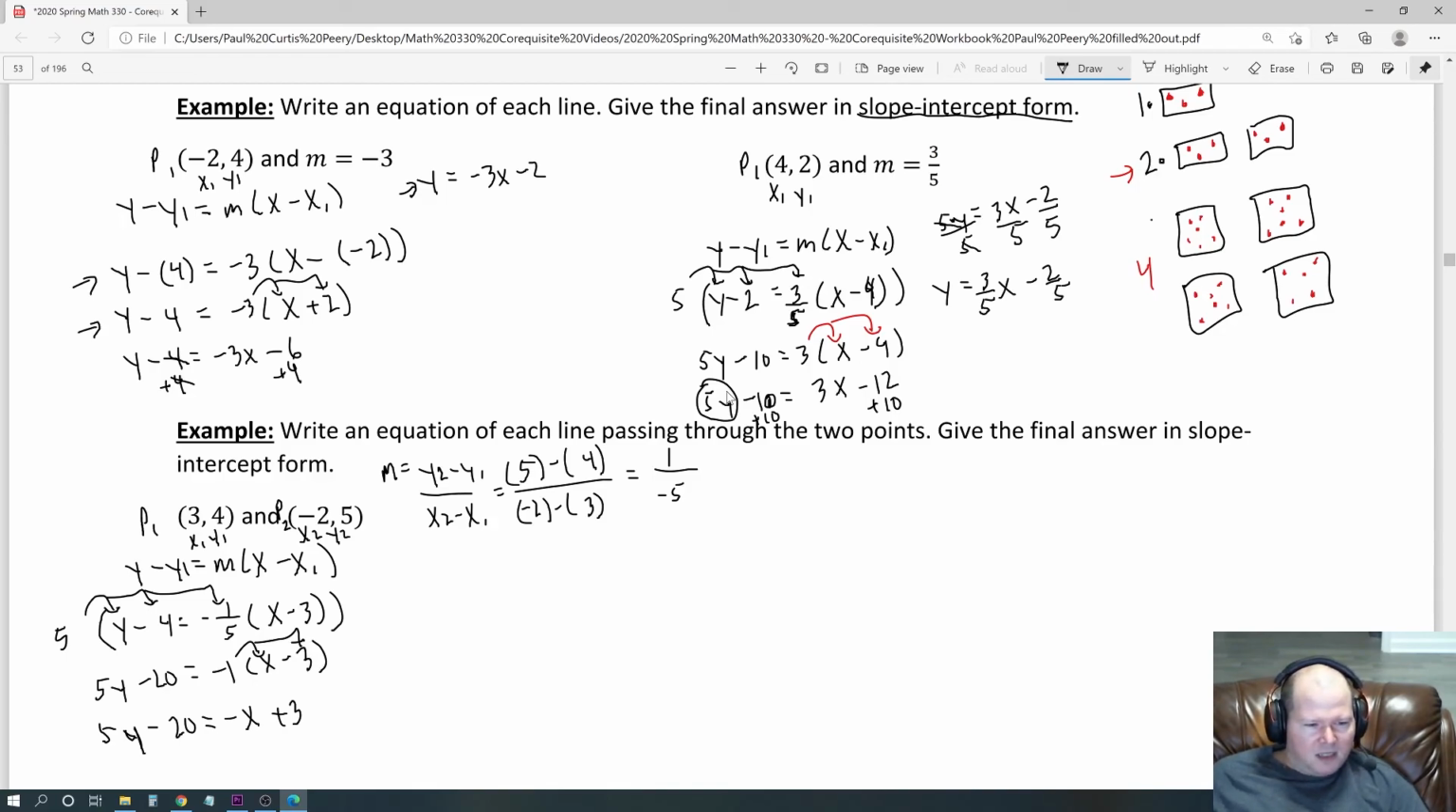That's okay. Now, at this point, I want to isolate my variable term with the y. So I have to undo the subtraction of 20 by adding 20, and whatever I do to one side, I do to the other. Those cancel out. That gives me 5y is equal to -x plus 23. And then I want to undo the multiplication of y by 5 by dividing by 5. And whatever I do to one side, I do to the other. And that gives me y is equal to -1/5 x plus 23 over 5.